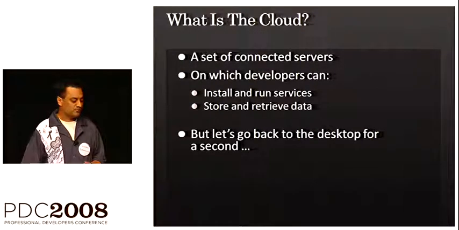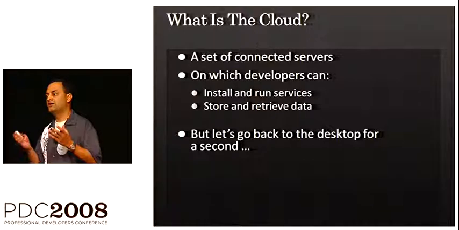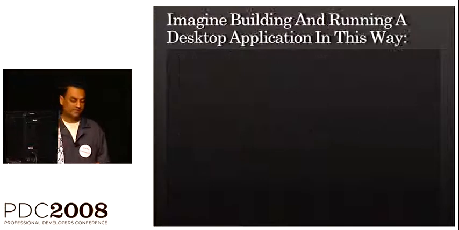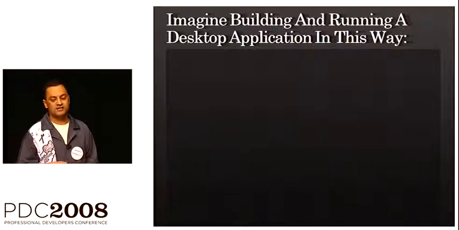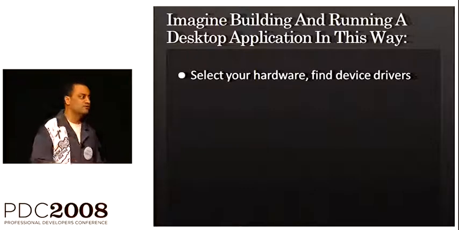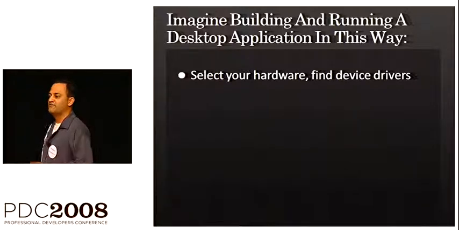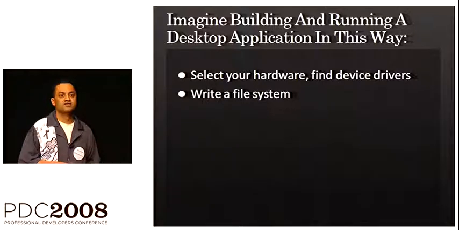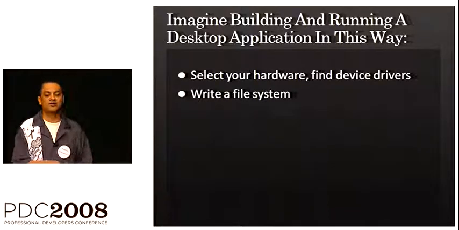But before we actually get to talking about the cloud and an operating system for the cloud, let me step back for a second and just talk about a regular old desktop machine, because I think that's a good place to start. So imagine if you were to go build an application for a desktop, just a regular desktop application. Imagine if you were to go build it and run it in the way I'm about to describe. The first thing you do is you figure out what hardware you need. You go find that hardware, you find device drivers for every kind of device you've got on your box. Now you find out that your application actually needs to store some data. So you go write a file system, or you find somebody else who wrote a file system and you figure out how to make it run on your computer.